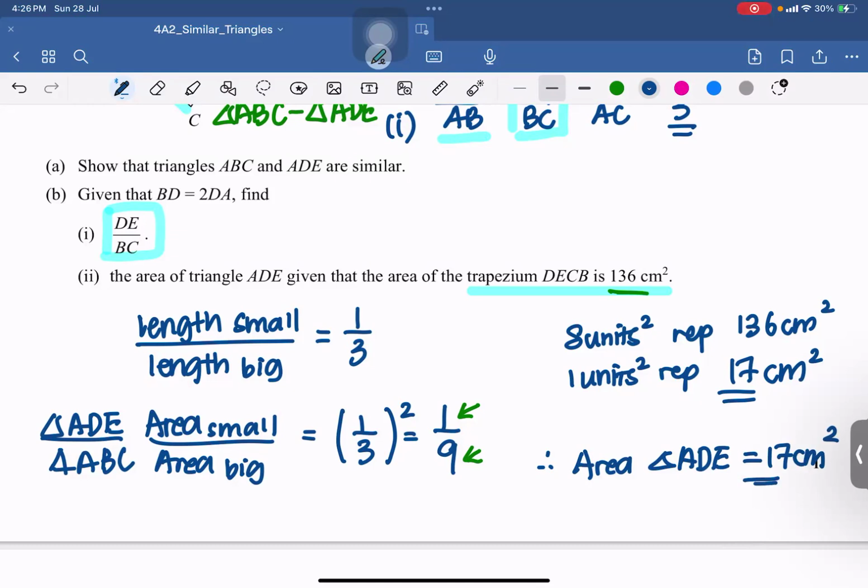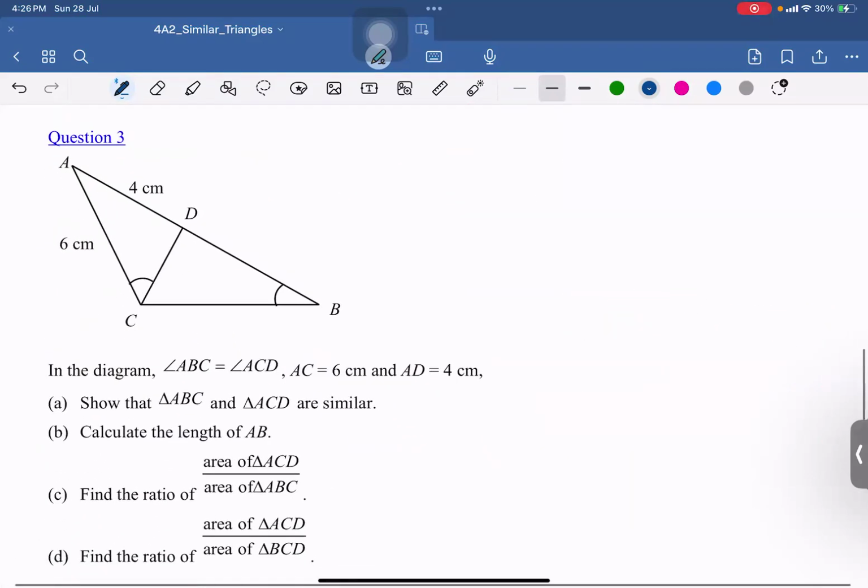Let's continue to the last 2 questions. Question number 3, inside this diagram, they give you that angle ABC is equal to angle ACD, and I have a couple of different lengths. They wanted me to show that the triangles are similar to each other. Before I show that they are similar, let's try to find the matching pairs first. According to the question, it says ABC and ACD. Let's try to match whether it is true or not. A with angle A. Where's angle A? Oh, this is angle A.